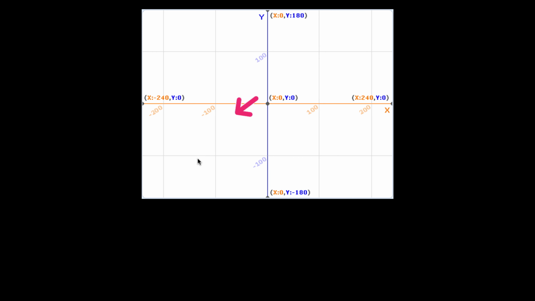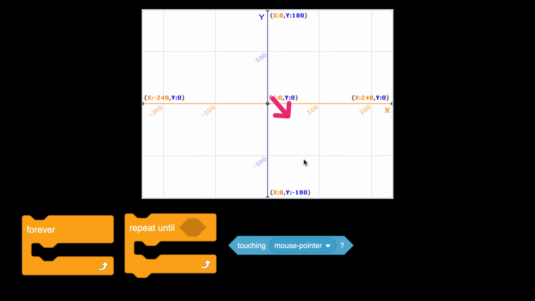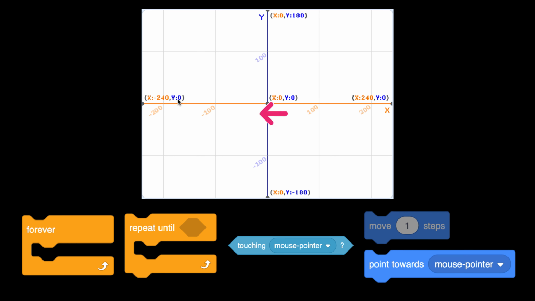In this video, I'm going to show you how to make a sprite follow the mouse pointer around the stage as I move it. To accomplish this, we're going to use the forever block, the repeat until block, the touching block, point and direction block, and the move block.